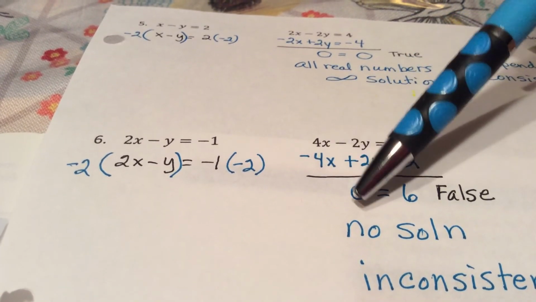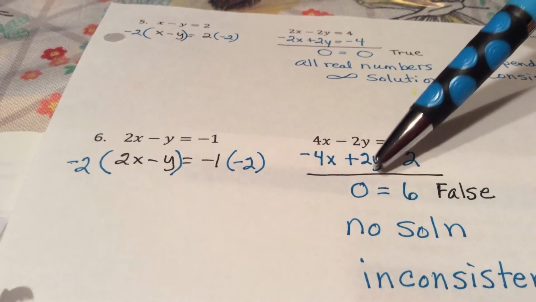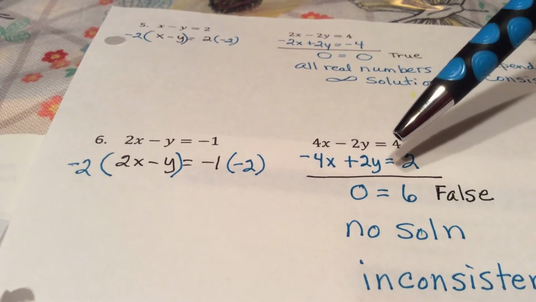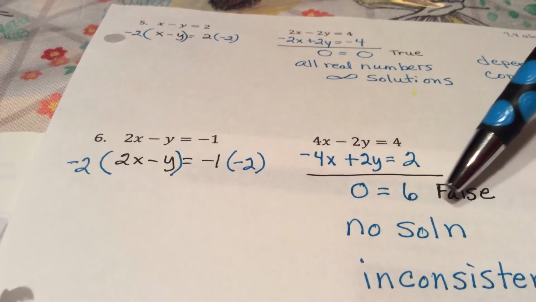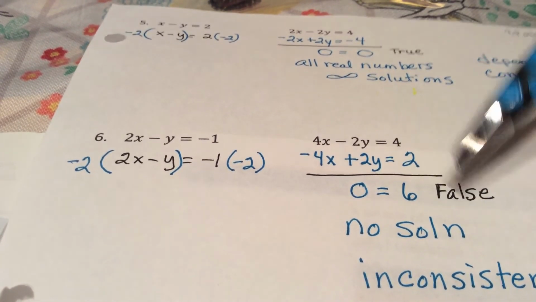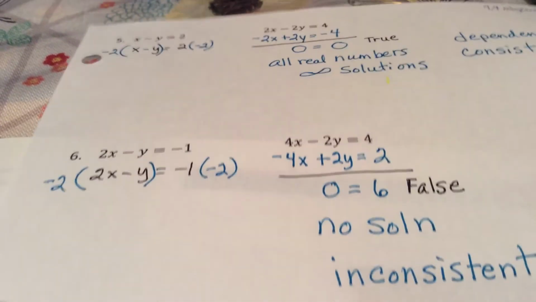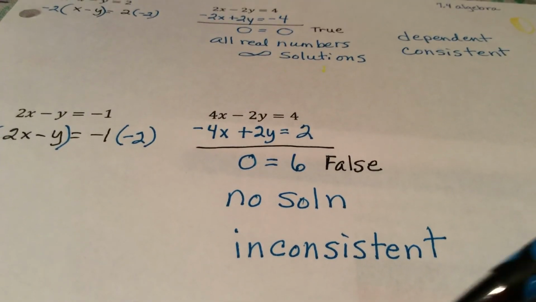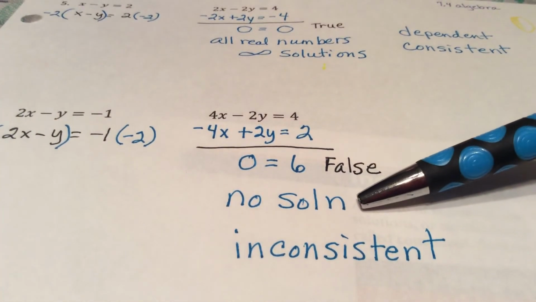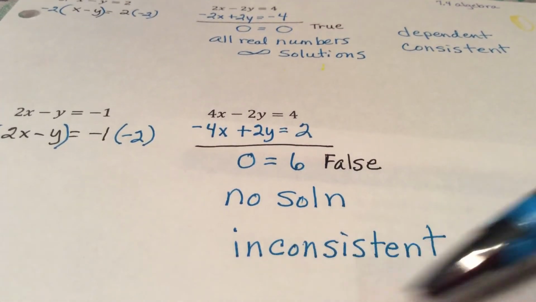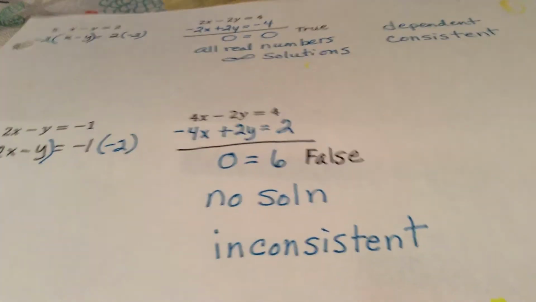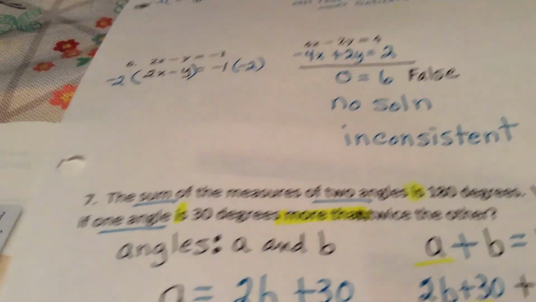4x minus 4x is 0. Negative 2y plus 2y is 0. 4 plus 2 is 6. 0 does not equal 6. That's a false statement. So when we have a false statement, we do not have a solution, so we have no solutions. And if we have no solutions, it is inconsistent. It is not consistent. Consistent means it has an answer.